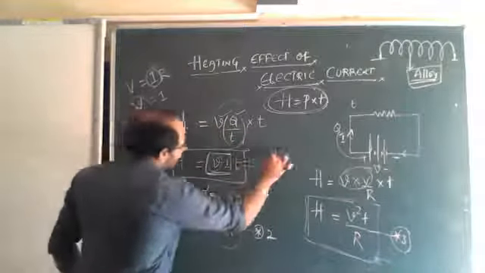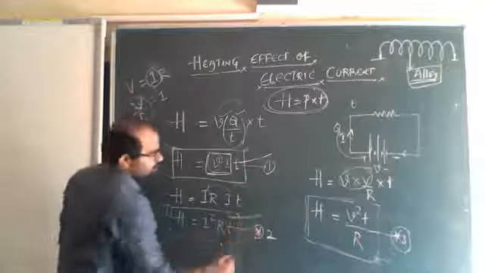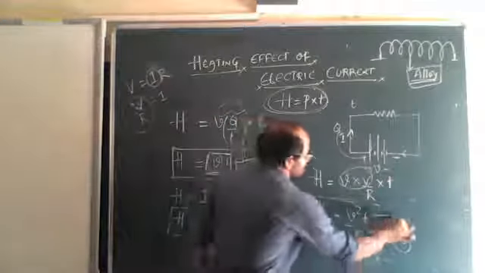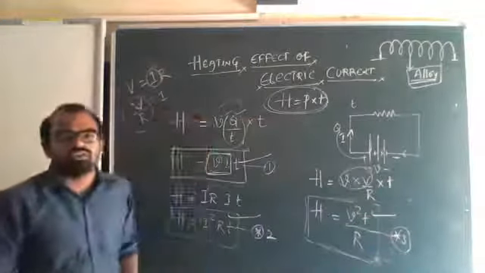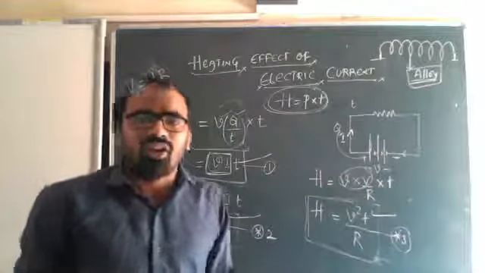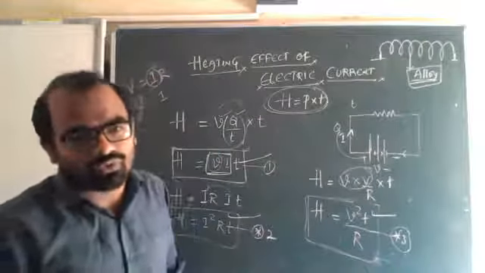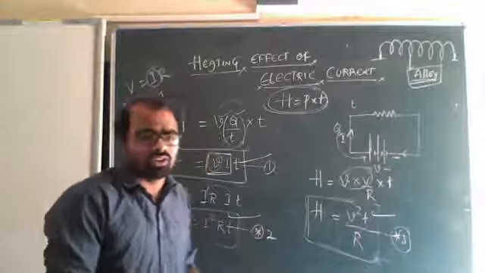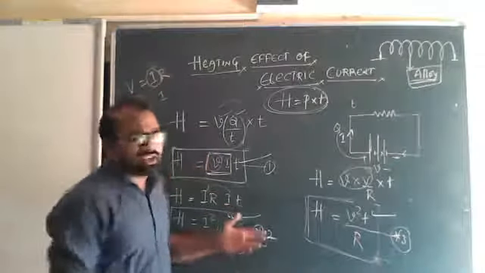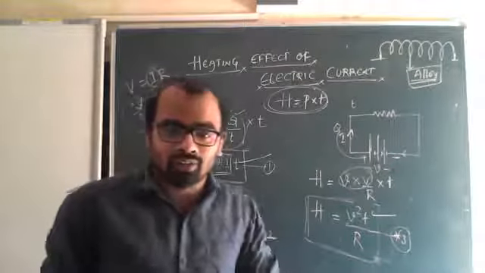H is equal to VIT. H is equal to I square RT. H is equal to V square T by R. These three formulas are important. Or at least you remember any one of the formulas. Other things you can convert by putting V equal to IR or I equal to V by R.